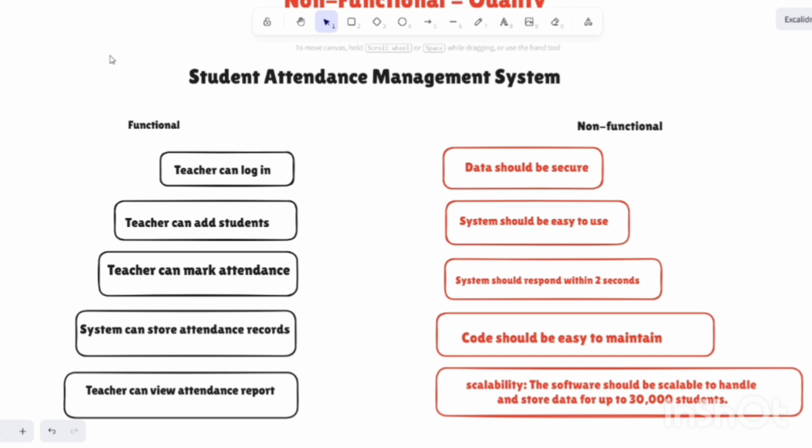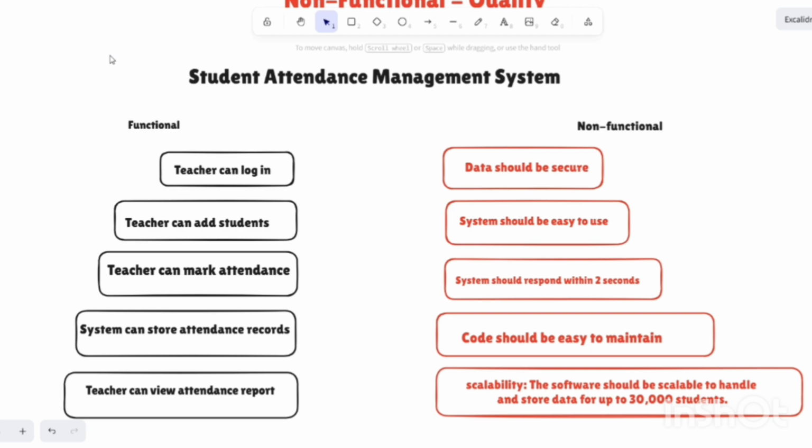If we talk about its non-functional requirements, they would be that data should be secure, and the system should be easy to use for students as well as for the teacher. The system should respond in 2 seconds, which means the system should be fast. Another is that code should be easy to maintain. Those too come under non-functional requirements.